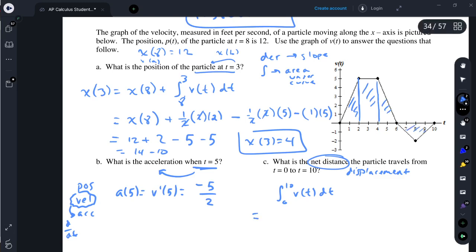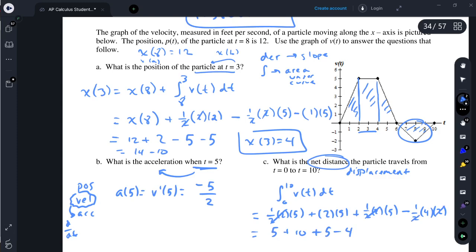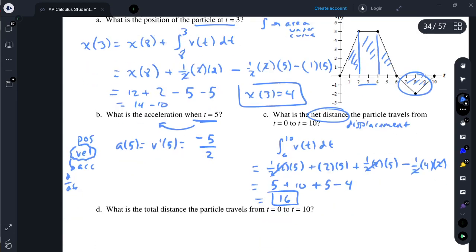So this is going to be, we already did these, 1/2 times 2 times 5, plus, now this is going to be 2 times 5, plus another 1/2 times 2 times 5, and then minus, for this final triangle, that is a distance of 4, so 1/2 width of 4, and then a height of 2. So we can see that that cancels, and that cancels. So this is 5 plus 10 plus another 5 minus 4. That's 20 minus 4, so 16. So our net distance or displacement between 0 and 10 is 16.